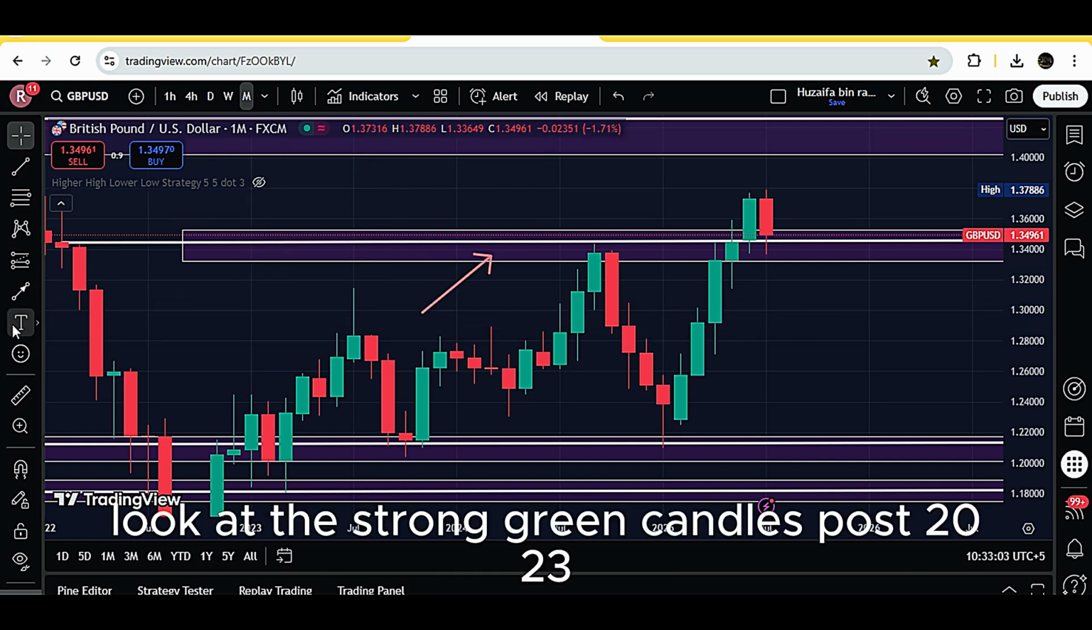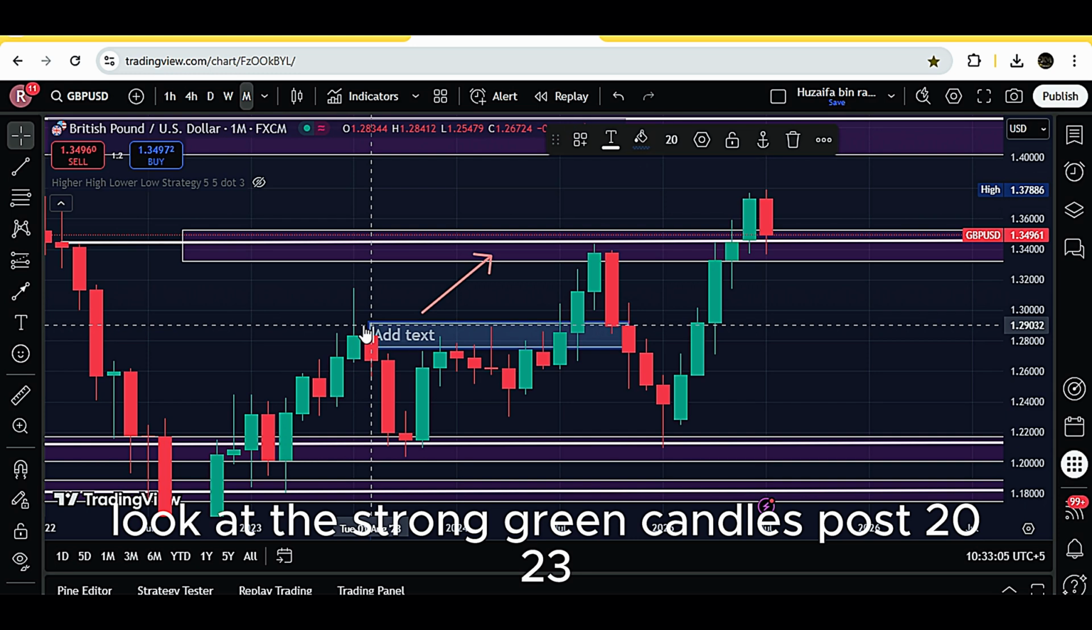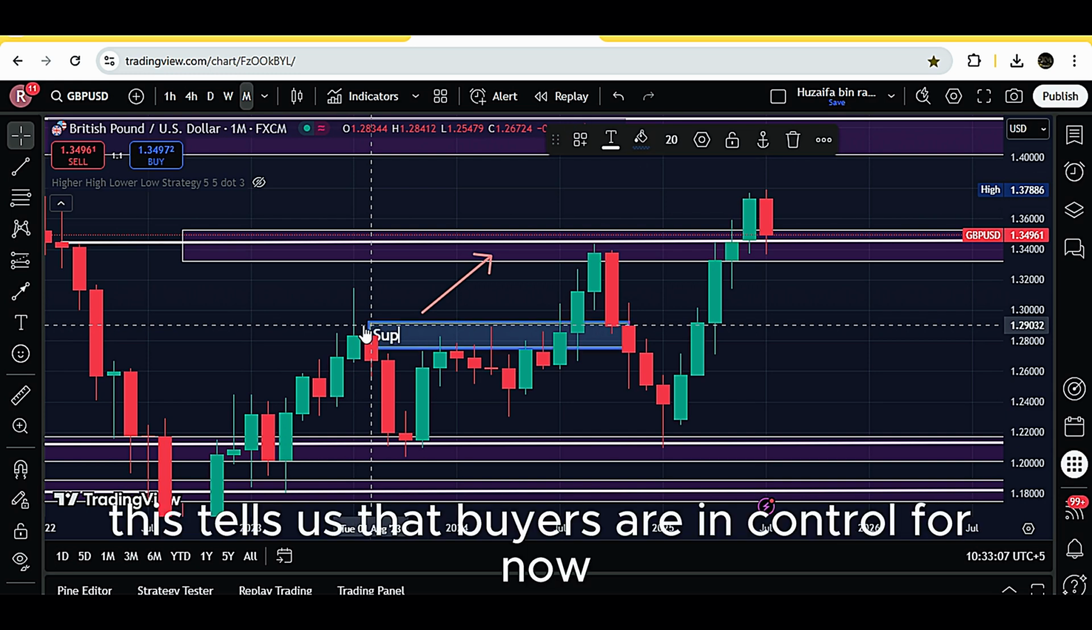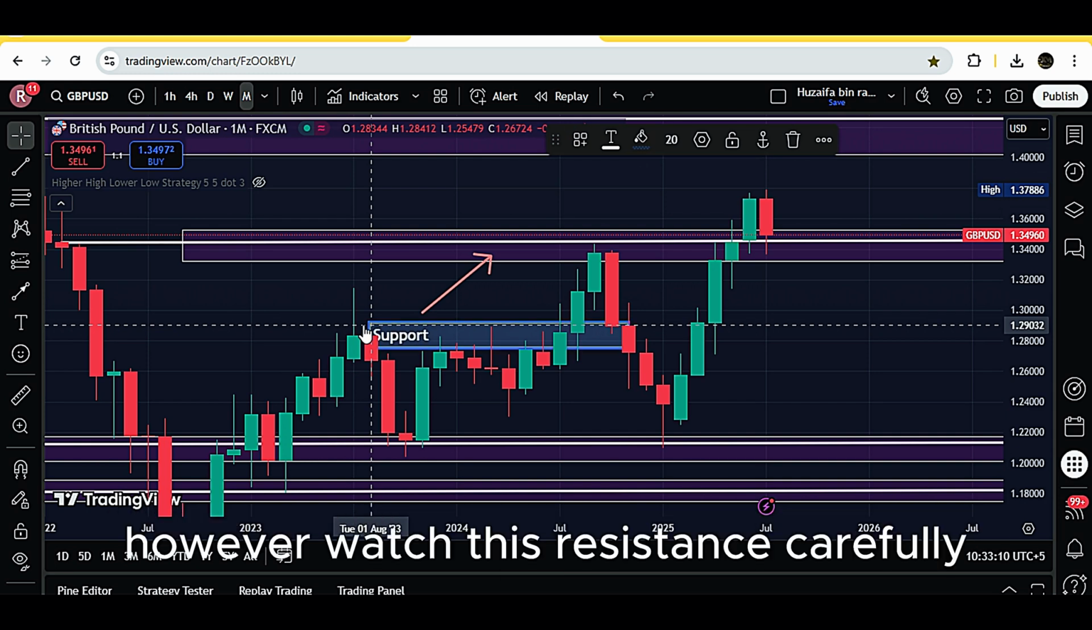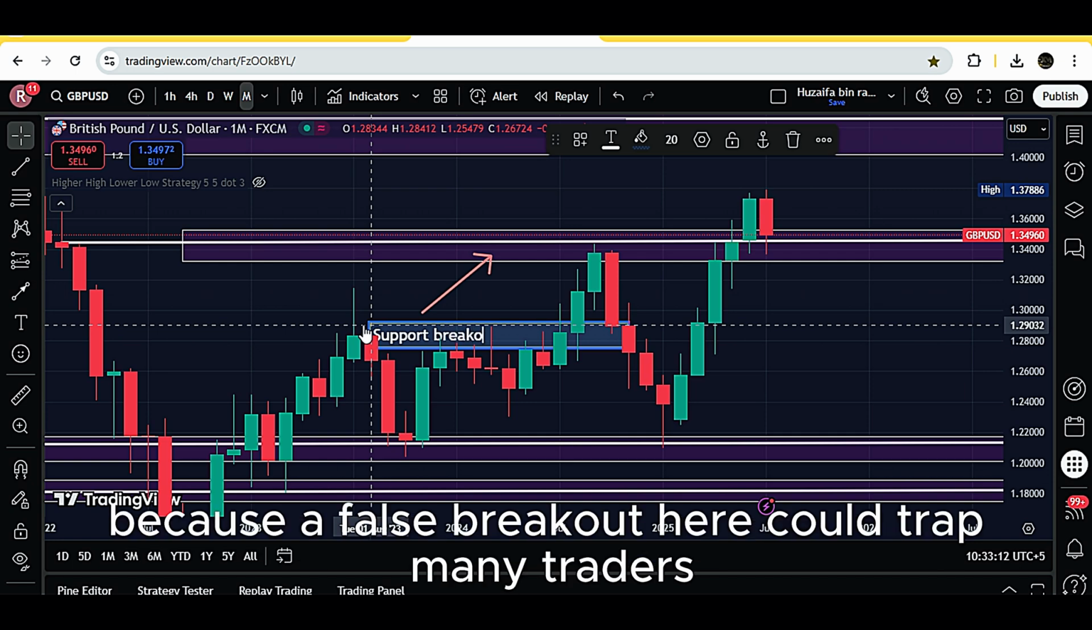The market structure clearly shows a shift from a bearish phase into a bullish recovery. Look at the strong green candles post-2023. This tells us that buyers are in control for now. However, watch this resistance carefully, because a false breakout here could trap many traders.